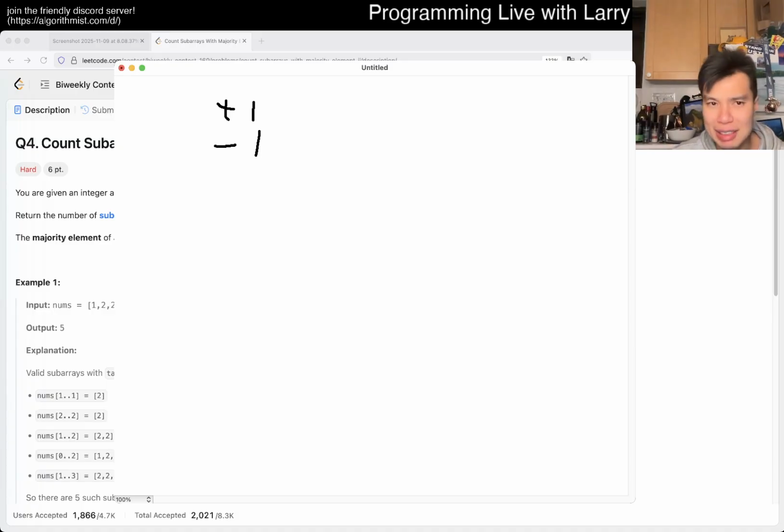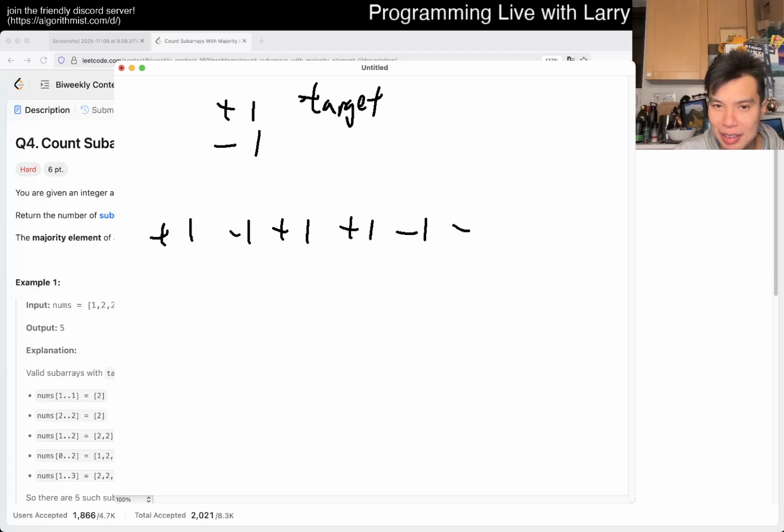But once you do that, then this transformation should be easy to understand. You could do it either way, but anytime you have a target, you add +1, and when you have anything else, you add -1. So now your array looks something like this. Maybe instead of writing the ones, I'll just make it easier to write: just plus and minus.